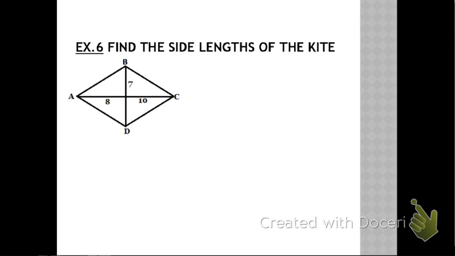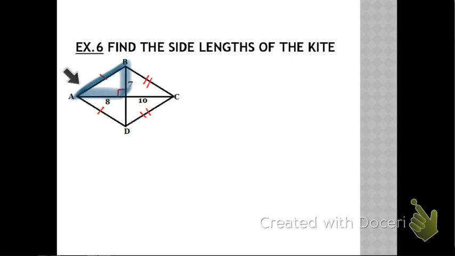Find the side lengths of the kite. Okay, so we have a kite, which means that we know that these two sides better be congruent and these two sides need to be congruent. We know that we've got diagonals that should meet at a right angle. So the first one I'm going to find is going to be AB. So if I'm looking for AB, I'm going to focus on this right triangle.